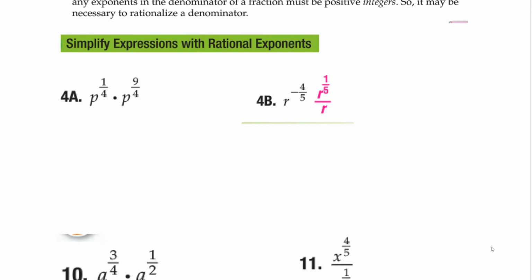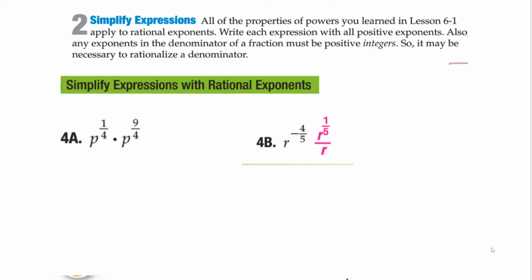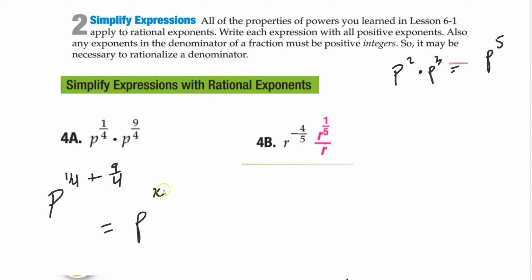Now let's talk about simplifying expressions. So look at this first one here. Now I'm going to do an equivalent problem first. Let's say I gave you p squared times p cubed. You'd say, oh, you just add the powers. p to the 5th. 2 plus 3. Same thing here. I don't care if it's a rational exponent, you do the exact same thing. 1/4, same base, so add the powers. 9 over 4. So in this case I get p to the 10 over 4, also known as p to the 5/2.